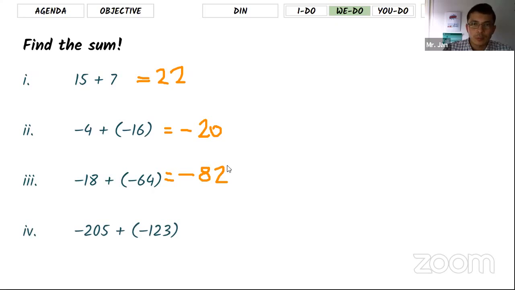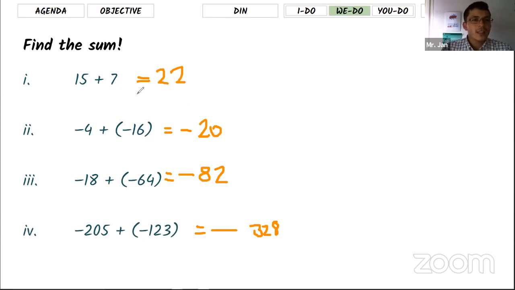So the result would be a negative number. So 5 plus 3 is 8, somebody said. 2 plus 0 is 2, and 1 plus 2 is 3, 328. Yes, it is. Thank you. And this is the one that we did mentally.